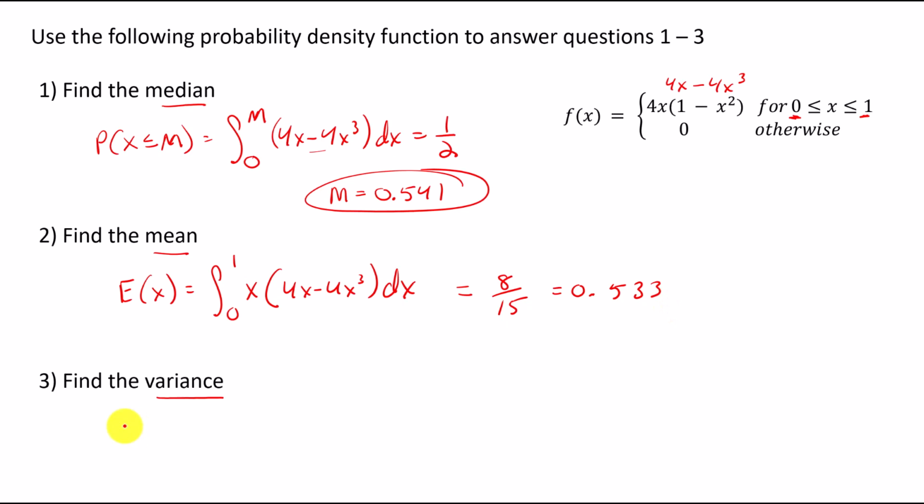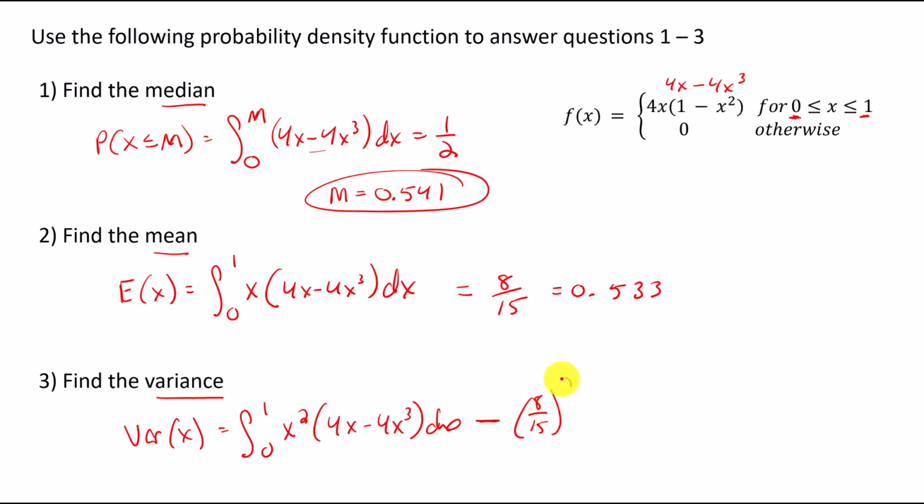All right, for the variance, we are going to do the integral from 0 to 1, but we're going to have an x squared times 4x minus 4x cubed dx, minus the mean squared. You distribute this x squared, evaluate this integral, and then subtract 8/15 squared from it. When you do that, you get 0.0489. That's my variance, and that was my mean, and up here we found the median. Make sure you understand these formulas and how to use them, and we will continue in class.